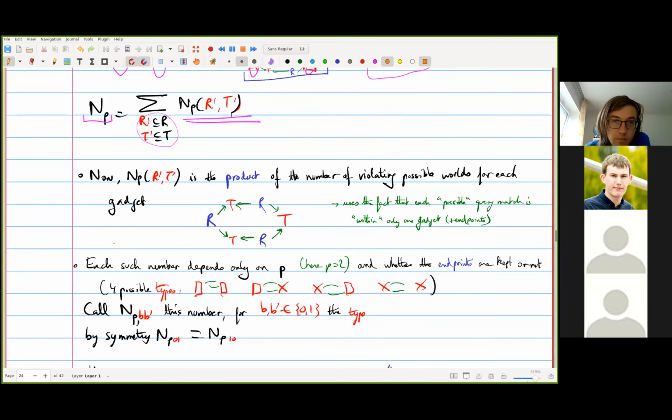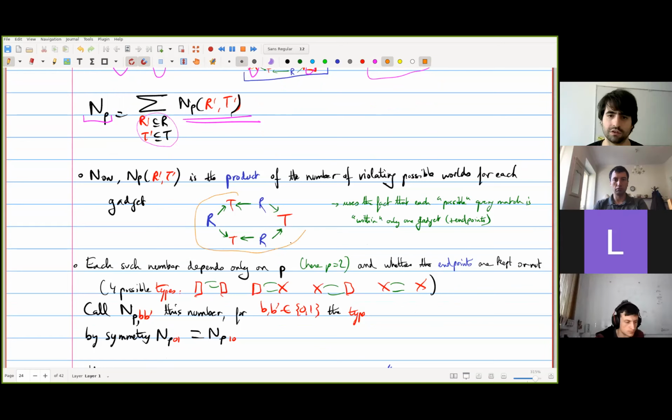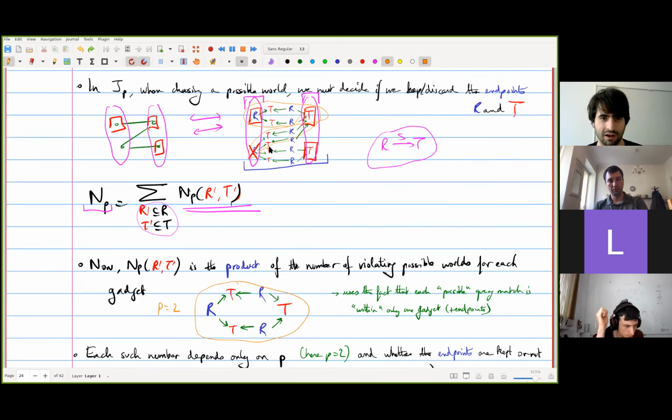So if I take one copy of the gadget, so this is one copy of the gadget for p equals 2, I have 4 possibilities. Either this was kept and this one discarded, or the other way around, this one was discarded, this one was kept, or both were kept or both were discarded. And so I have 4 types of gadgets, and all gadgets of one type are actually the same, right? They behave the same way.